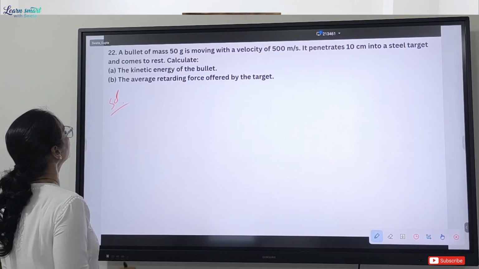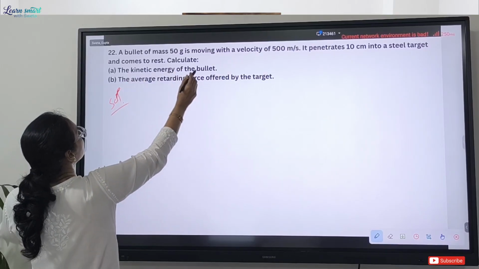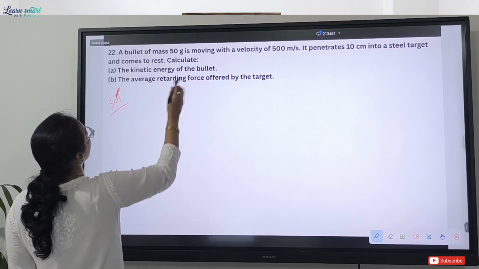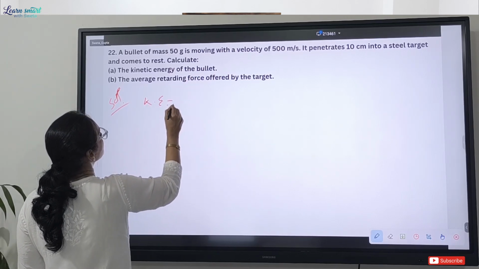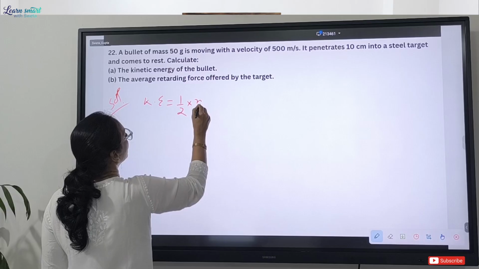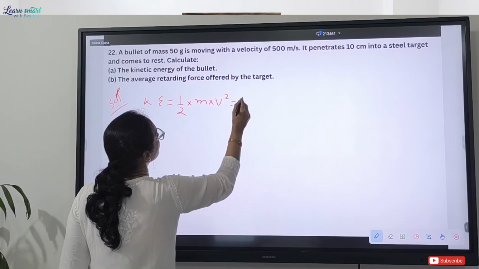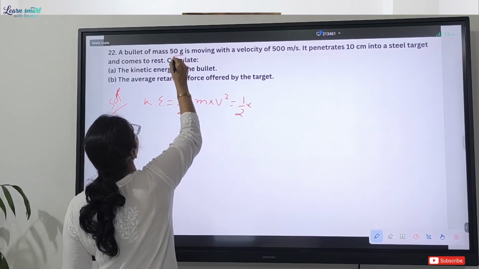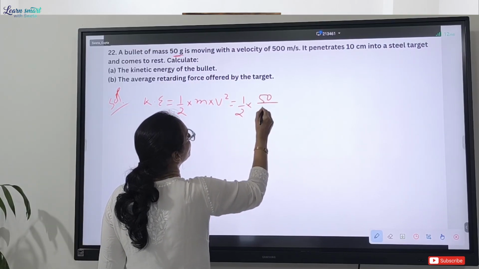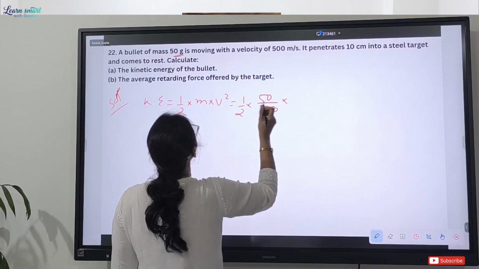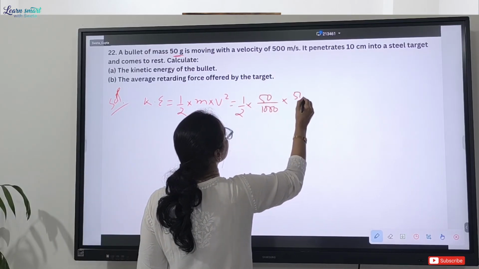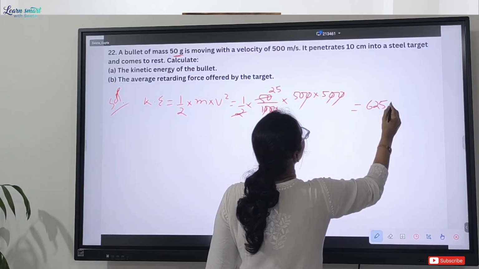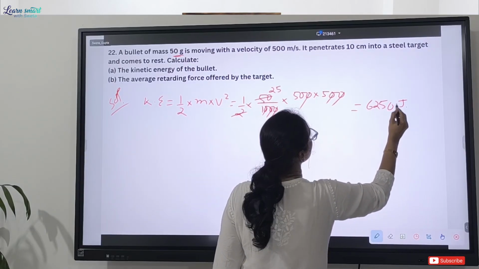Next question. Let's look at this question. A bullet of mass 50 gram is moving with a velocity of 500 meters per second. Kinetic energy we have to calculate. So kinetic energy is equal to half into m into v square. So half, mass is given 50 gram, which is 50 upon 1000 kg, and velocity is 500 meters per second. So 500 into 500. 6250 joules.